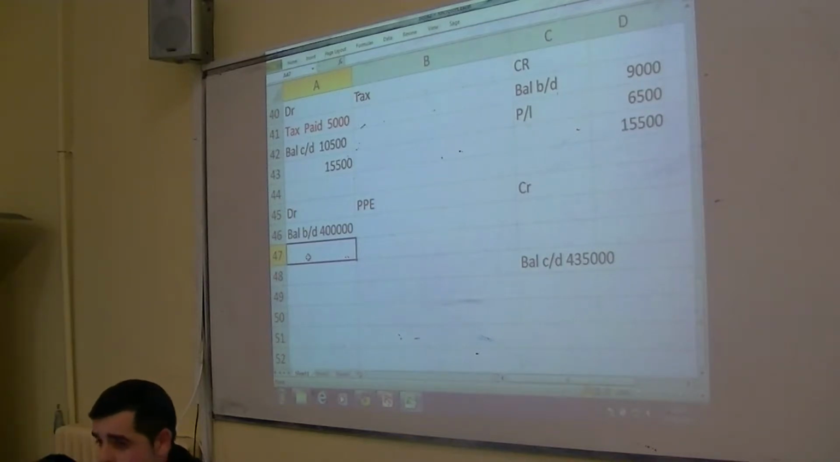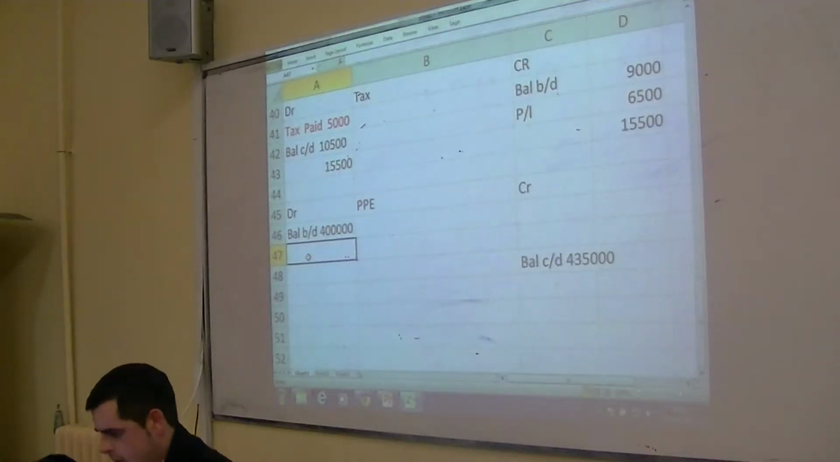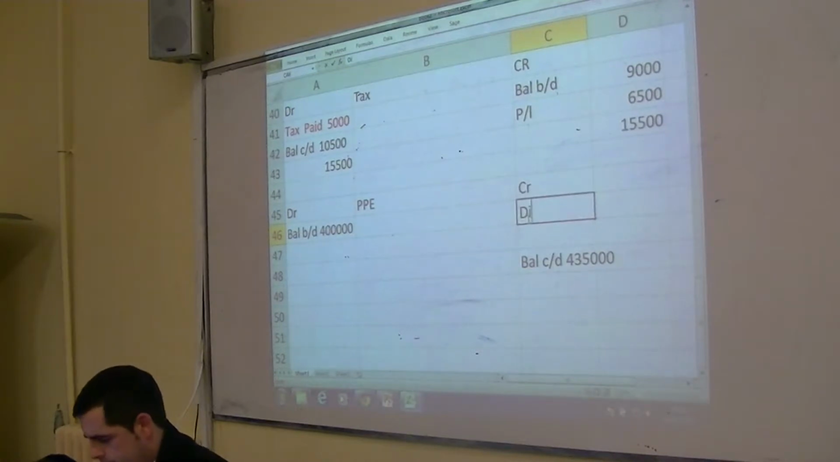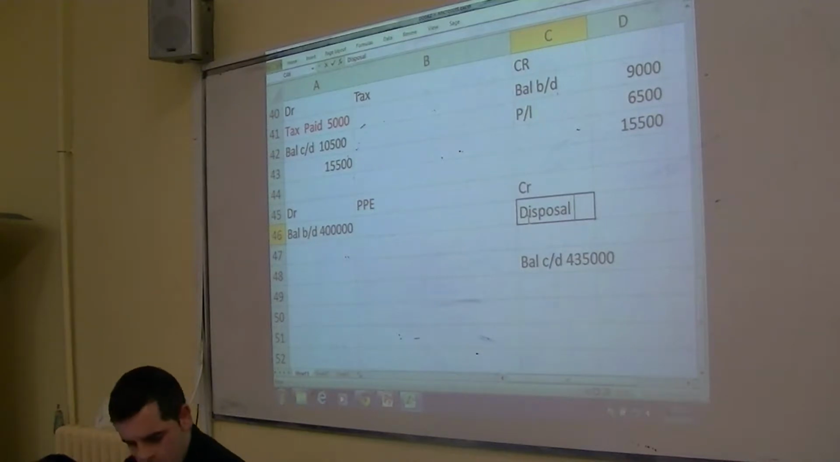Now, what else should we put in there? Disposal. Yeah. And remember, net book value, we're given the net book value anyway. That was 30, wasn't it? 30.